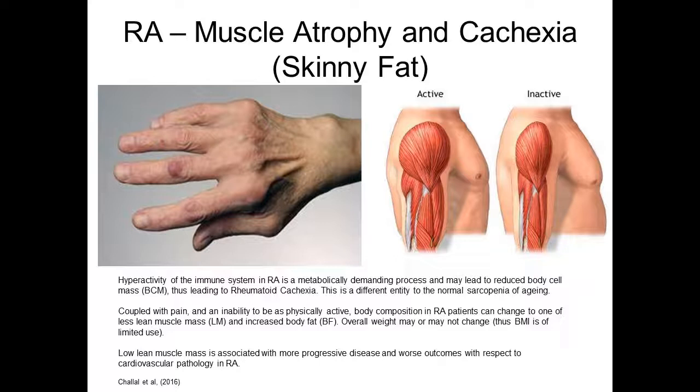So we've actually got evidence now that this state of rheumatoid cachexia can cause further deterioration associated with the condition itself from a cardiovascular point of view, linking back in with that outlook in terms of mortality associated with this condition.